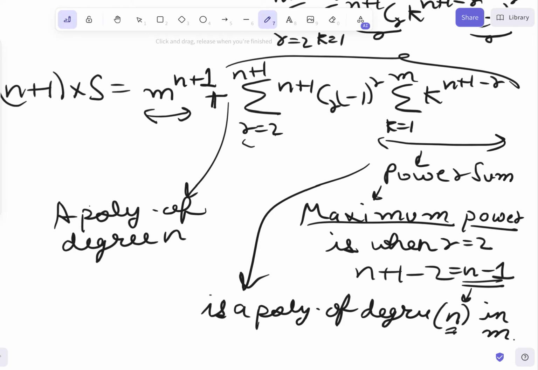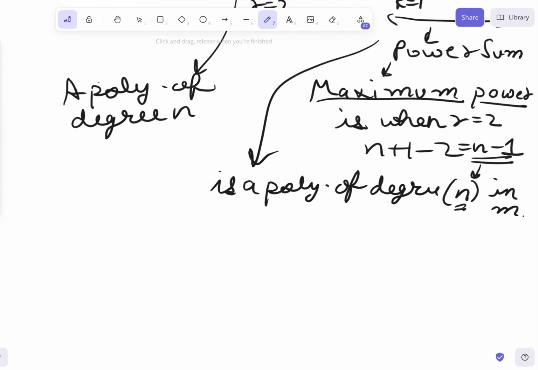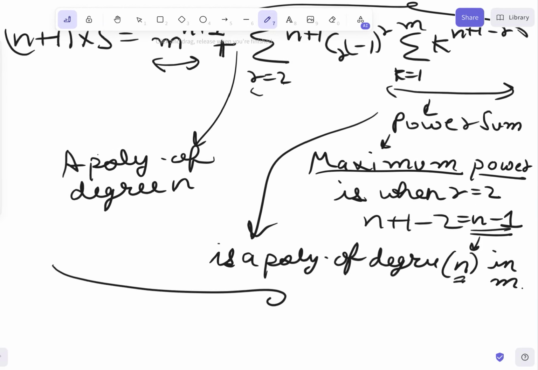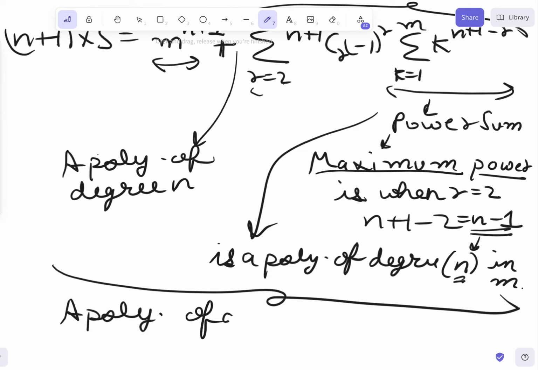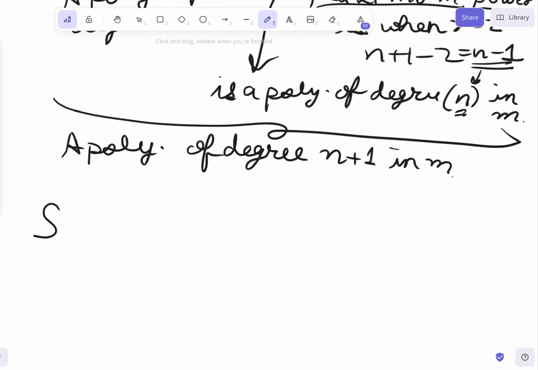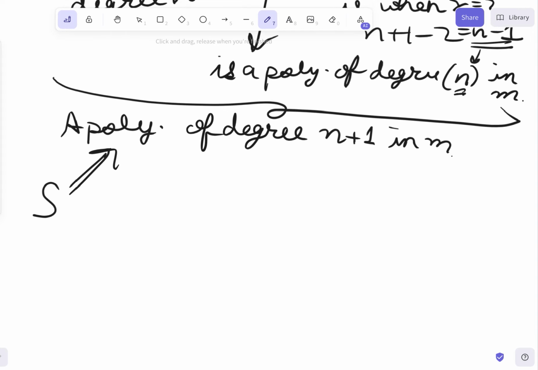So ultimately this whole right hand side becomes a polynomial of degree n plus 1 in m. And this is just a constant, so s, our power sum, is essentially a polynomial of degree n plus 1 in m. And now since we already proved this, so this is proved. This is how it is done.